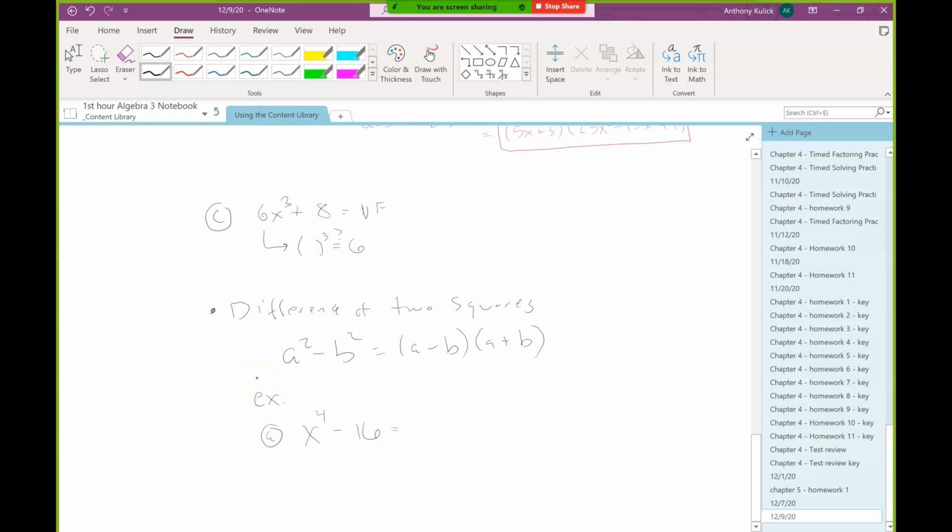So again, what I want to be able to do is rewrite this as something squared minus something else squared. So x to the 4th is x squared squared, right? Because x squared times x squared gives me x to the 4th, because we're adding exponents when we do multiplication. And 16 is 4 squared. So my a is like x squared, and my b is like 4. So it's going to give me x squared minus 4 and x squared plus 4.